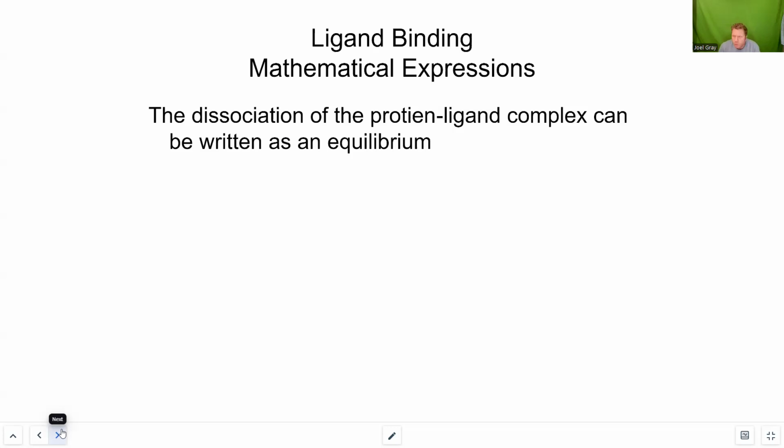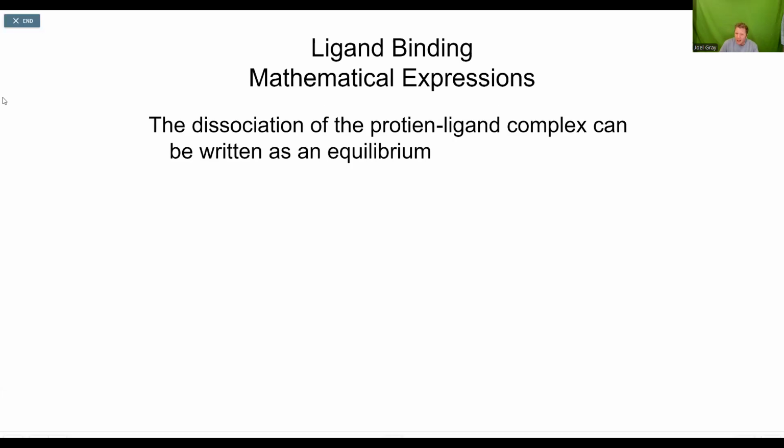I don't know about you guys, but I remember when I took Gen Chem 2, walking away from it thinking, man, I feel like 50% of that class was ratios and being able to write out a ratio based on an equilibrium. Well, we can write protein-ligand interactions as an equilibrium expression. If we think about PL as our product, our protein-ligand complex, and P and L as our free protein and our free ligand.